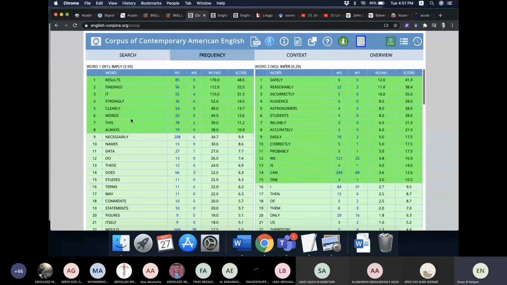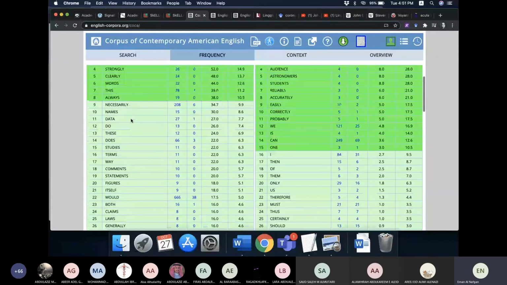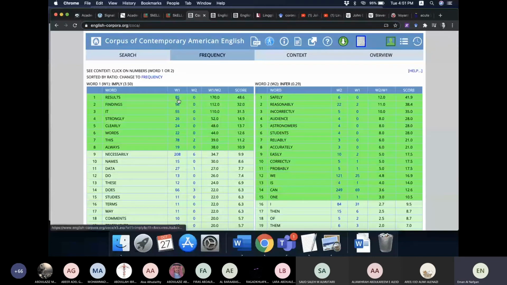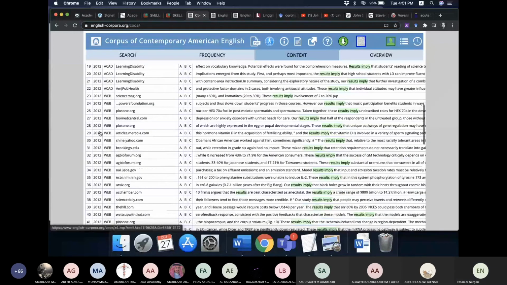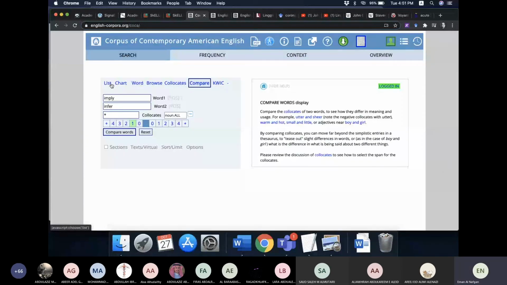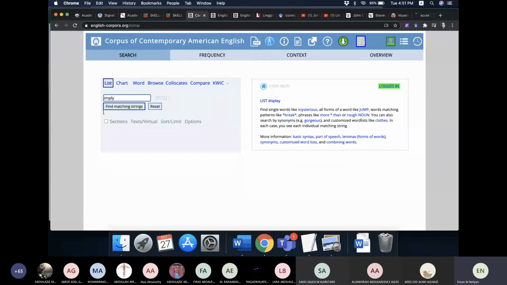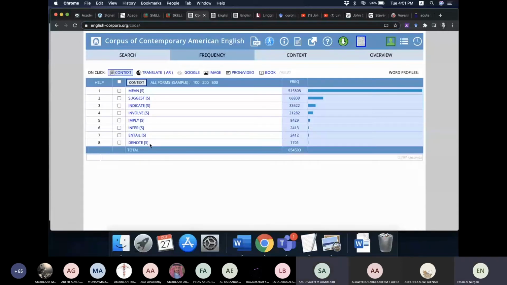So doesn't it clarify how they use it? Now, if you go over here and you want to see the examples in context, you can see. And you can look over here and you can see where. And also, you could just add this sign before it, and you would get a list of synonyms. And let's say, which of these synonyms of imply is the most common? Mean. Yes, exactly.